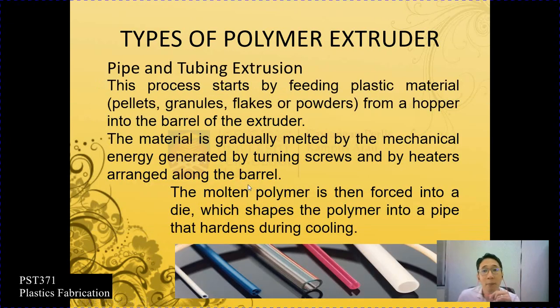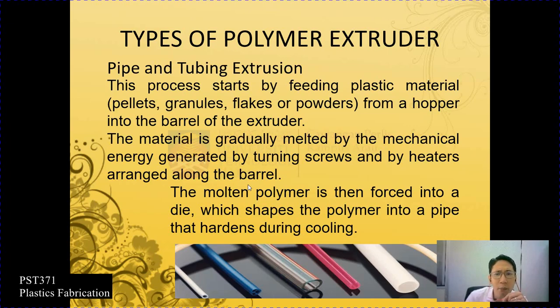This process starts by feeding plastic material, which is either in terms of pellet, granule, flakes or powder. It doesn't matter what types, what forms of your raw material, from the hopper into a barrel of the screw extruder. The material is gradually melted by the mechanical energy generated by turning screw and the heaters arranged along the barrel. Ini saya kata tadi, shearing effect tadi. Okay, the mechanical energy generated.